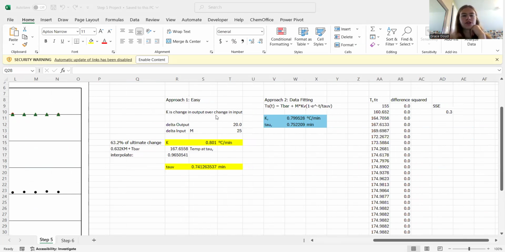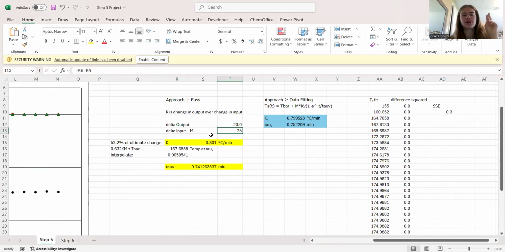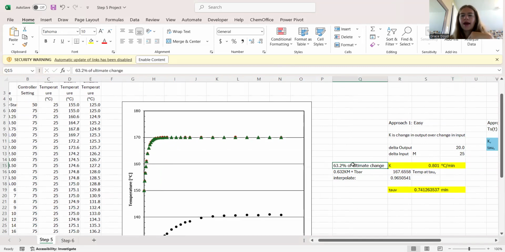So I did two approaches. The first one was the easy approach where K is just the change in your output over the change in your input. So my output was my final steam temperature over my initial steam temperature. My change in input was how much we changed the controller setting at t equals 0. And then 63.2% of the ultimate change is going to be 1 tau v. So it's just like 1 minus e to the negative 1, I think.